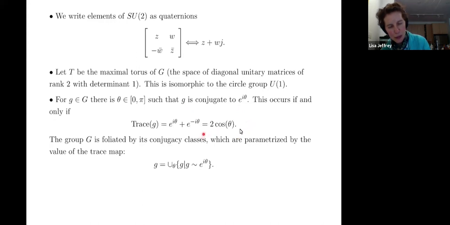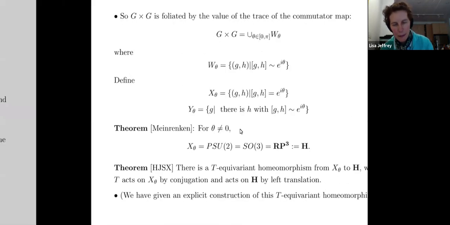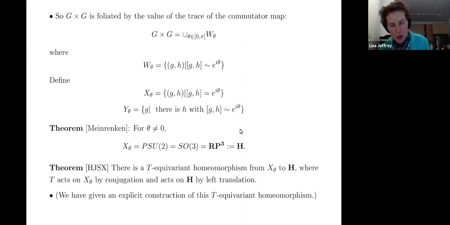SU2 is foliated by its conjugacy classes, which are parameterized by the value of this trace map. So G cross G is foliated by the values of the trace of the commutator map. I'll write these as W sub theta. So these are elements so that the commutator is conjugate to e to the i theta, or the trace of the commutator is equal to 2 cosine theta. I will also define X sub theta, which is the set of matrices G and H where their commutator is actually equal to e to the i theta. I don't think I actually need to define Y sub theta, so I won't bother with that.